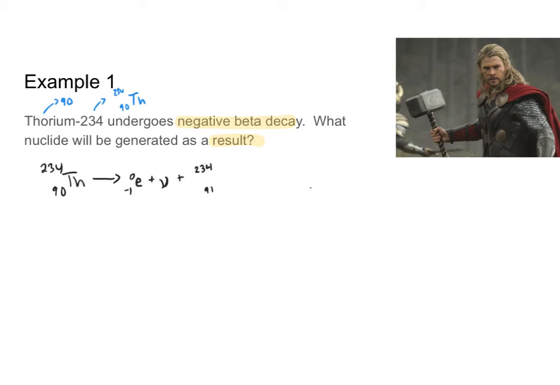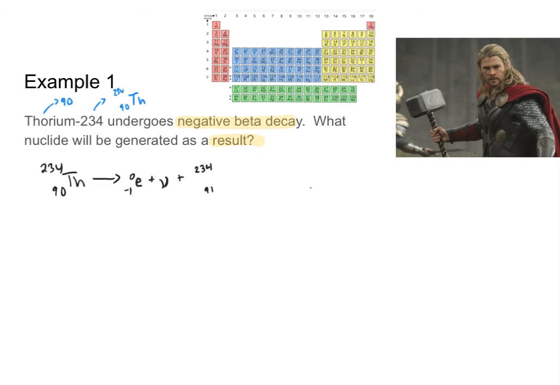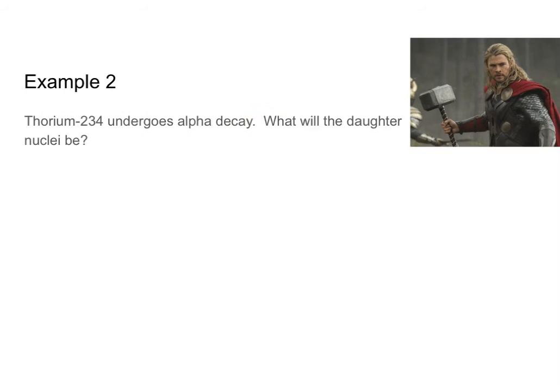So now you're going to want to take a look at your periodic table and figure out what element has atomic number 91. So when I look at my periodic table, I can see that here is our element with the number 91, Pa, otherwise known as protactinium. So here is the answer to this question. Let's go ahead and try another similar example.